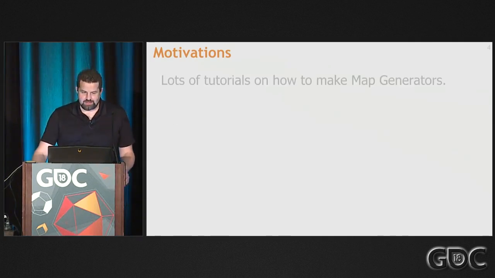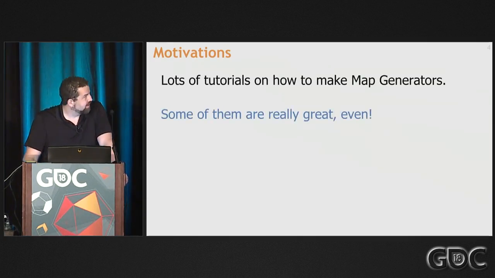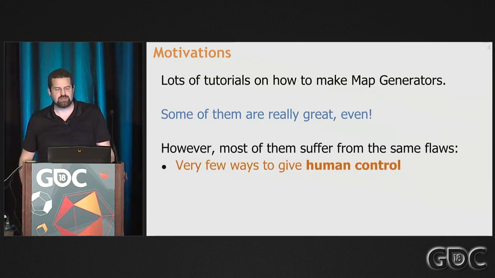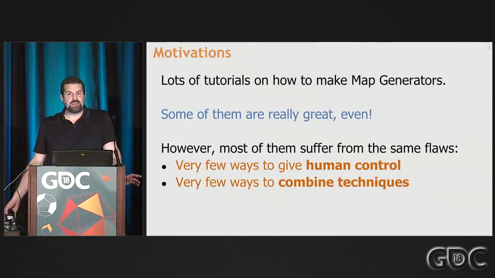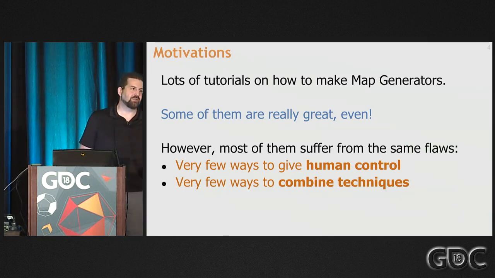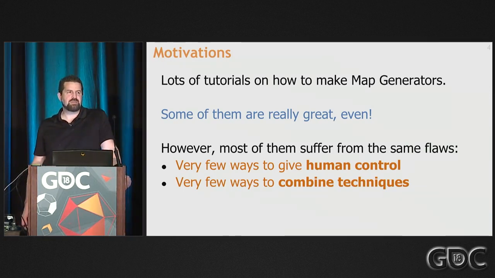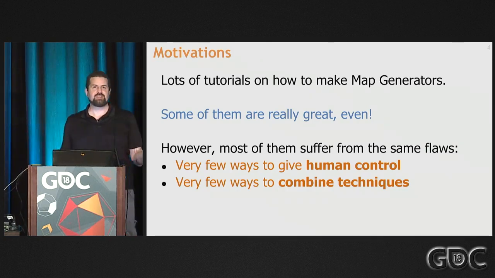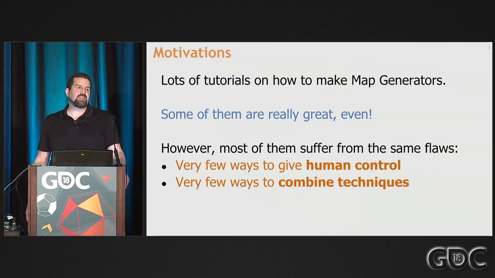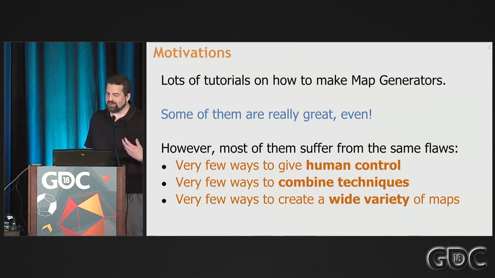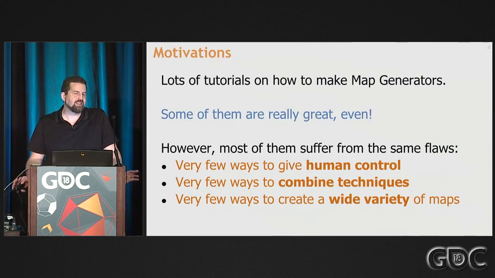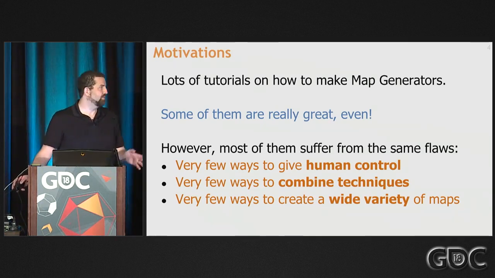So motivations. There are lots of tutorials on how to make map generators, some really good ones. For me, many of them suffer from the same flaws. Very few ways to give human control. That's kind of one of the things we were talking a little bit about in the last talk, but that's definitely a theme of this talk as well. Very few ways to combine techniques, right? You might have a cellular automata dungeon generator or a Perlin noise dungeon generator. Like, do you have both? Can you have both? Can you mix those with other things? So combining techniques for combinatoric successes, and finding more ways to create a wider variety of things. And I'm using map generation as my example in this, but that's just the example that I've picked.